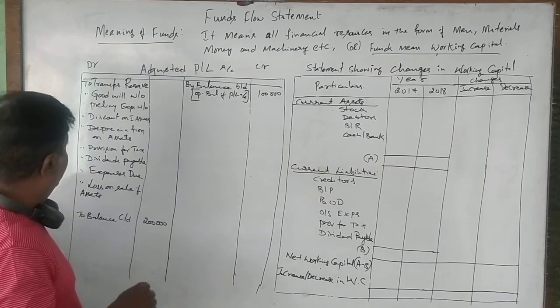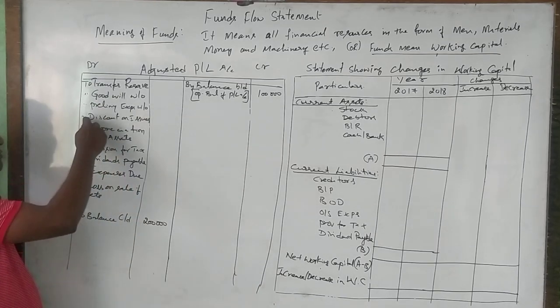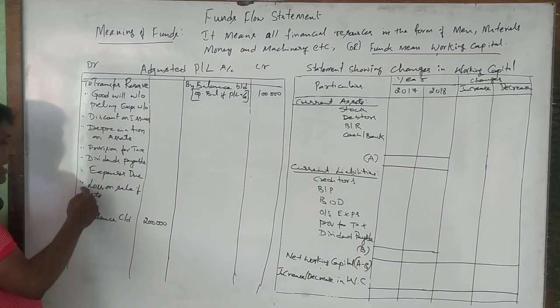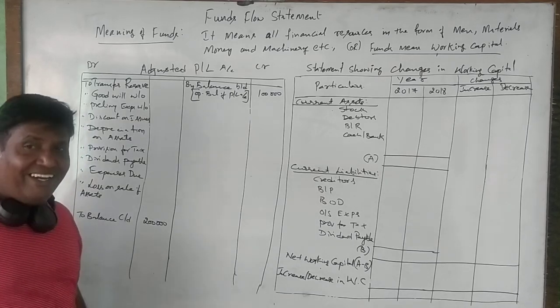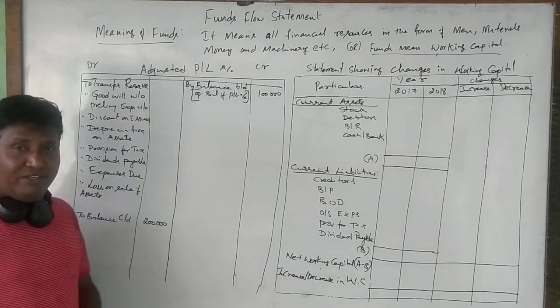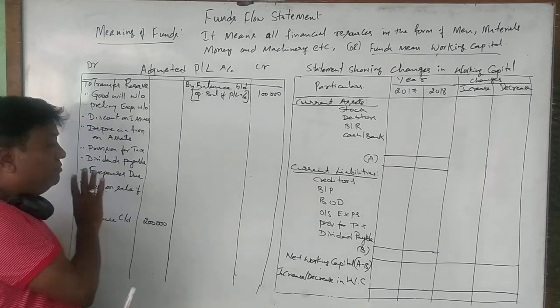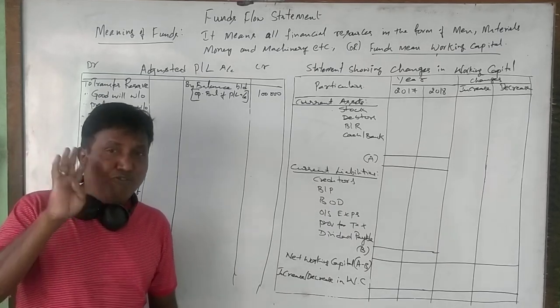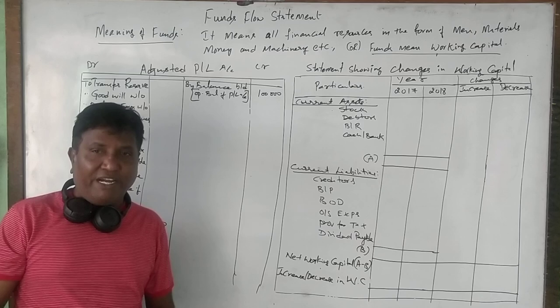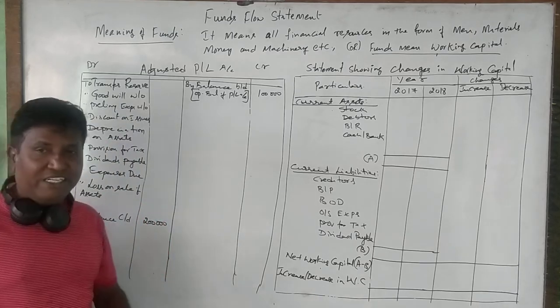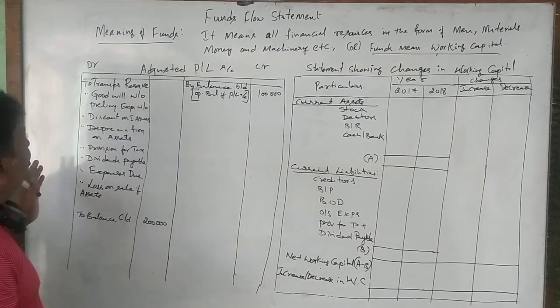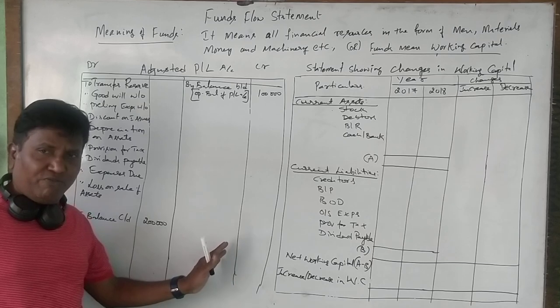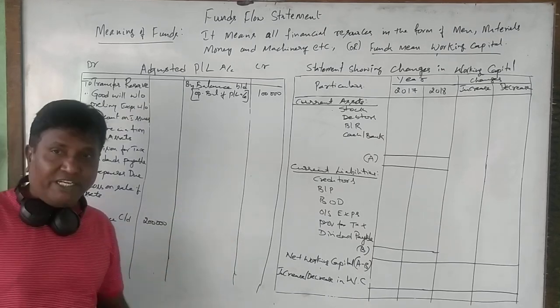See, students, here 1, 2, 3, 4, 5, 6, 7, 8, 9. Out of these 9 items, in your examination, definitely you will find minimum 3 to 4 adjustments. And preparation of the adjusted profit and loss account plays a very important key role. Without this, you cannot prepare the funds flow statement.